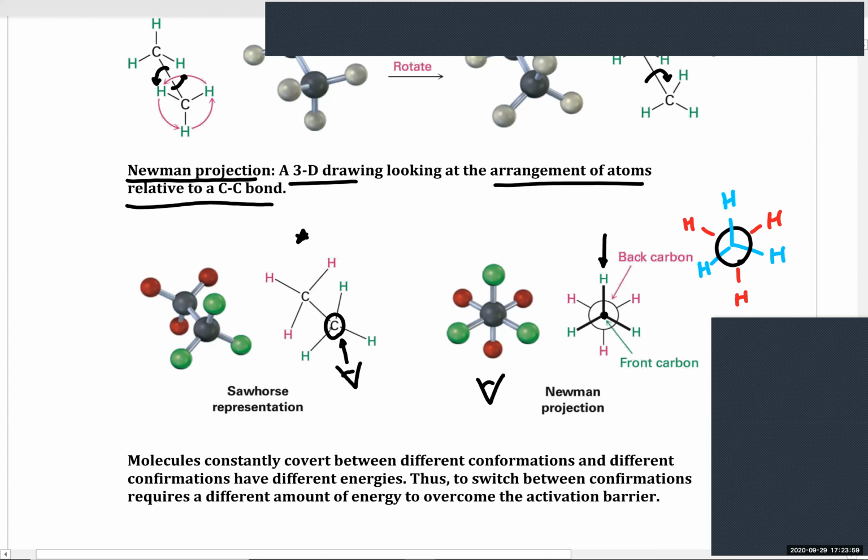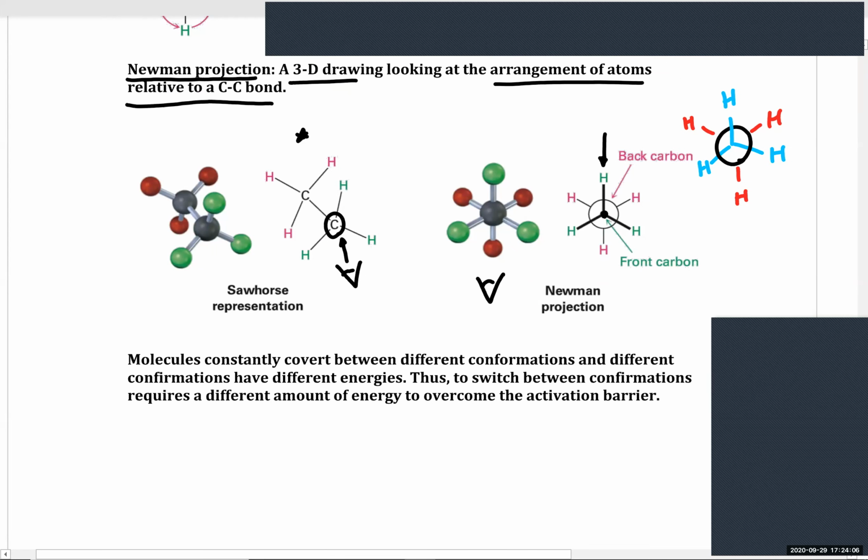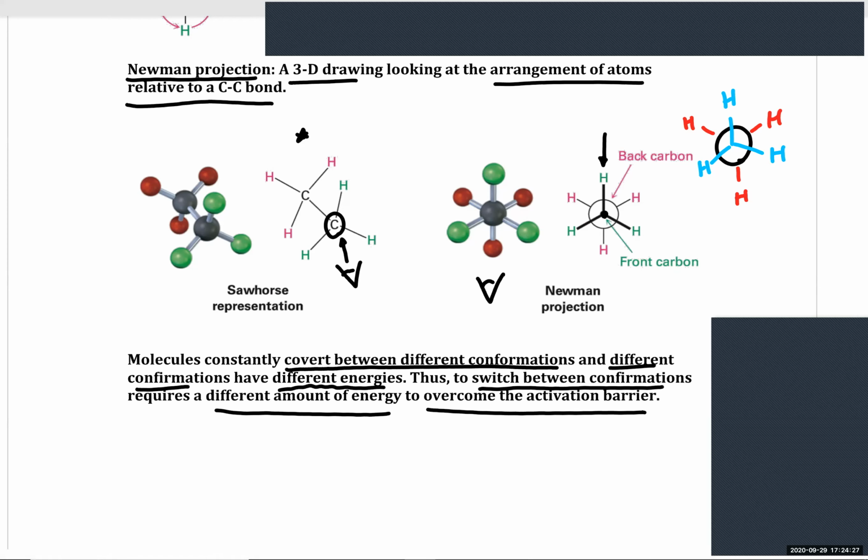Okay, it's really important you keep your perspective defined so you don't confuse yourself. Now, molecules will constantly convert between different conformations, and different conformations have different energies. Thus, to switch between conformations requires a different amount of energy to overcome the activation barrier. So all of these conformations have a slightly different energy and a slightly different activation energy to switch between these conformations.